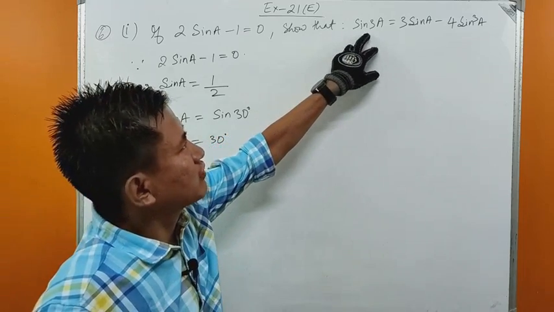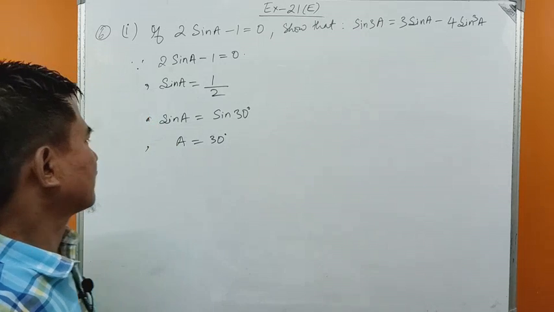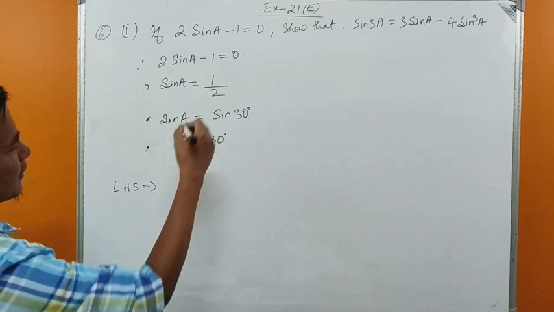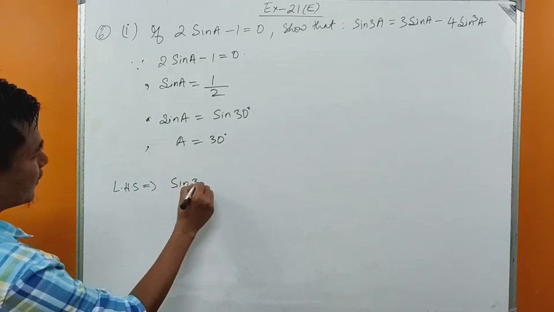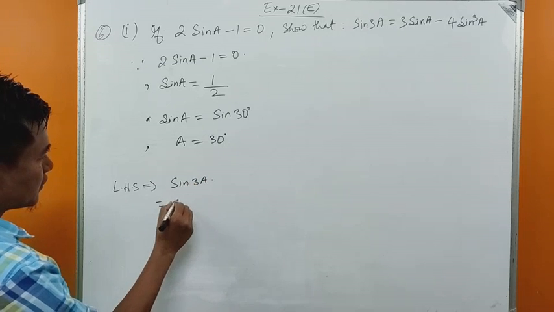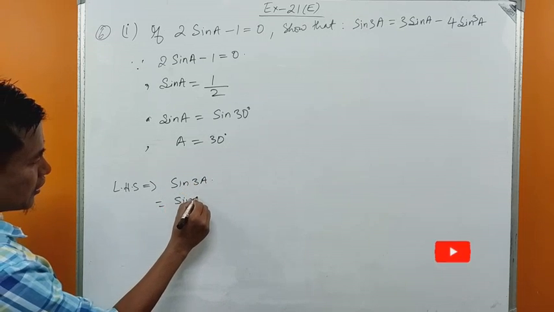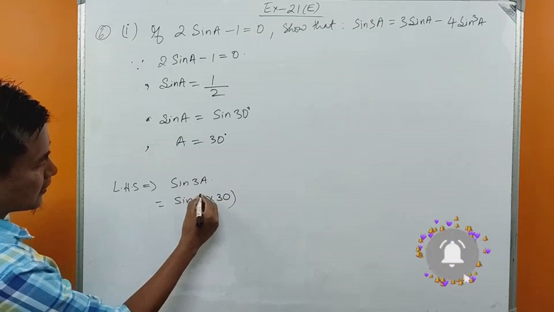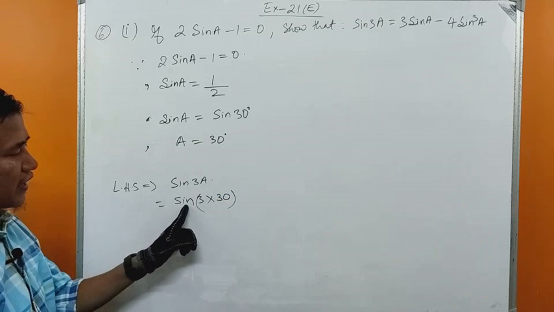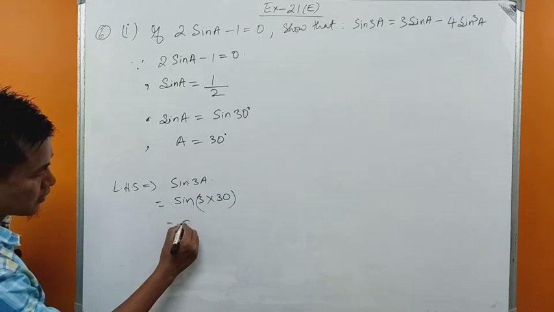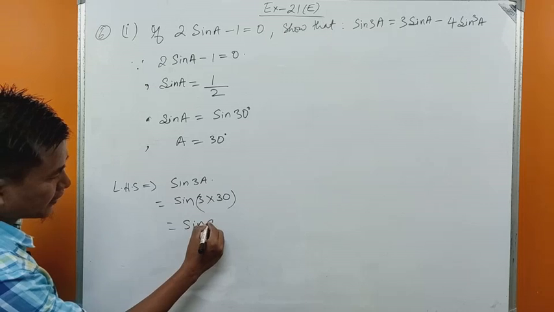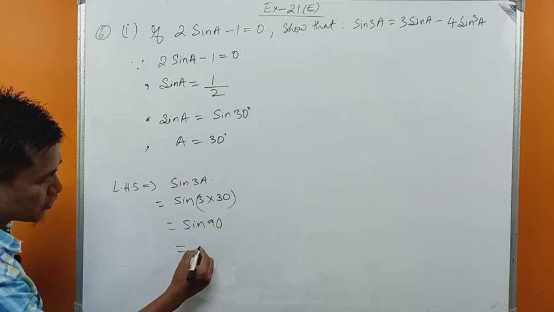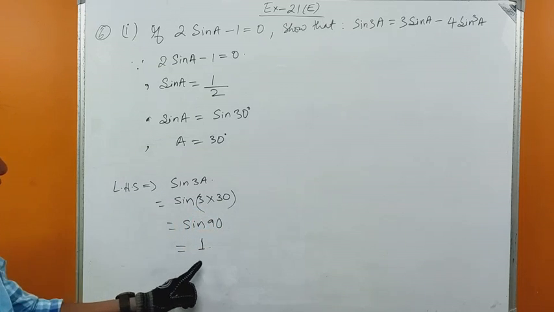Now let's check out the left hand side first and then the right hand side. LHS of the equation, sin 3A, means sin 3 into A. A is 30 degree, so sin 3A means sin 3 into 30. 3 threes are 9, 3 zeros are 0, so sin 90. Sin 90 means 1. So LHS equals 1.